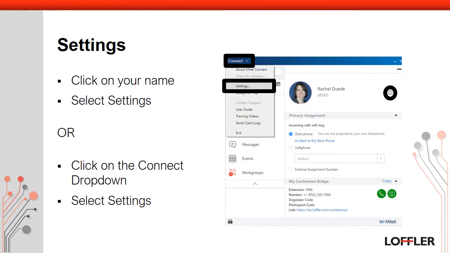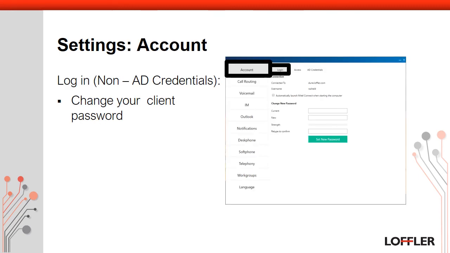I will now show you how to access your personal settings for the Connect client. There are two ways to access the settings menu. Click on your name next to the availability state and select Settings, or click on the Connect dropdown and select Settings. If you are not using Active Directory or AD credentials to log in, you have the option to change your password within the Account Login tab.